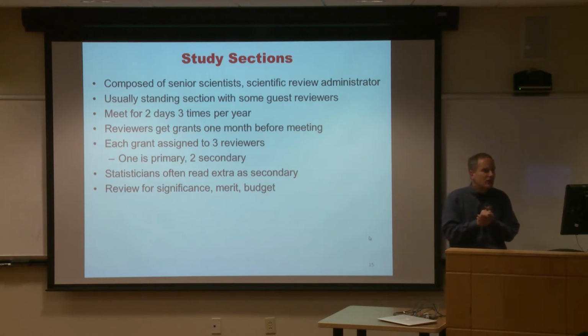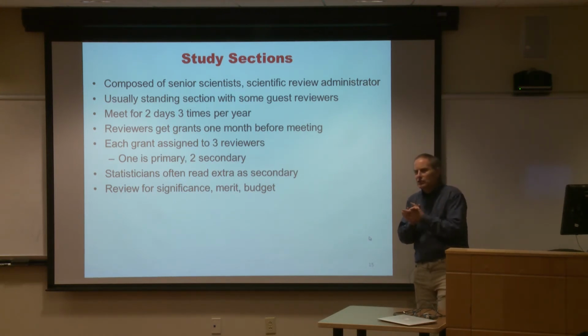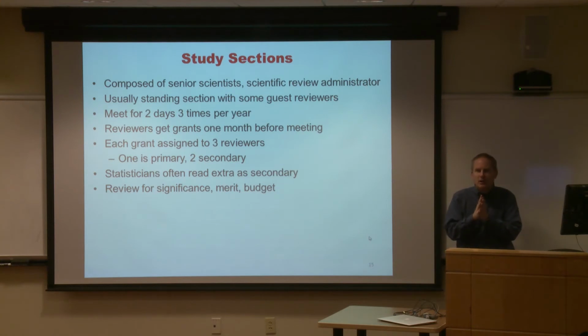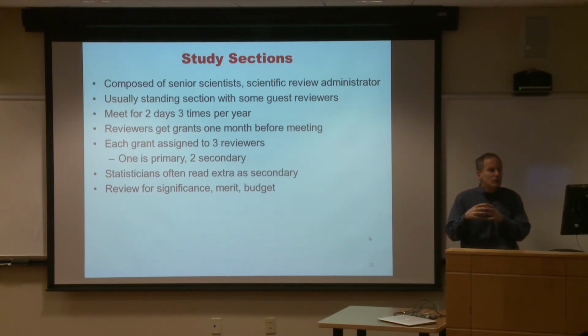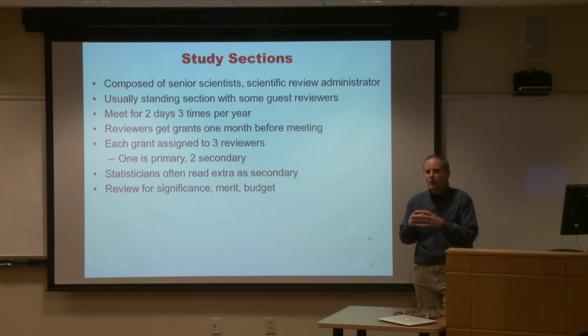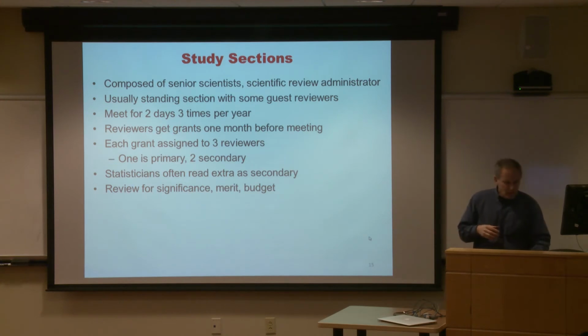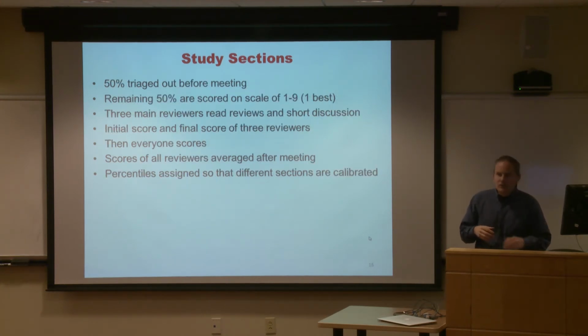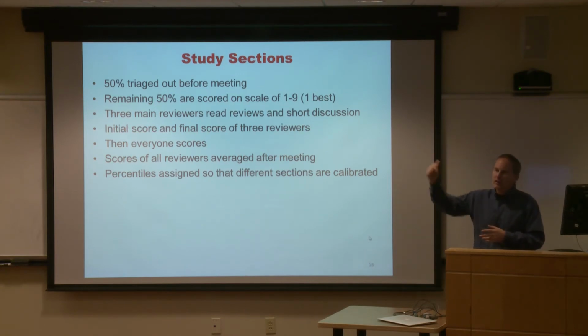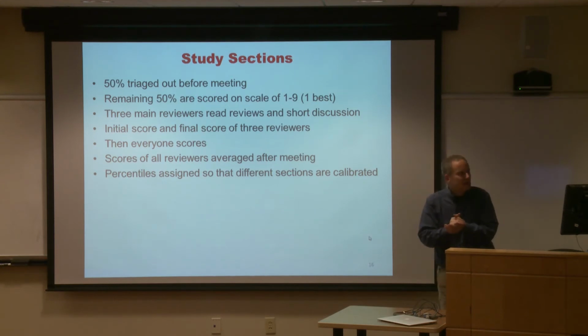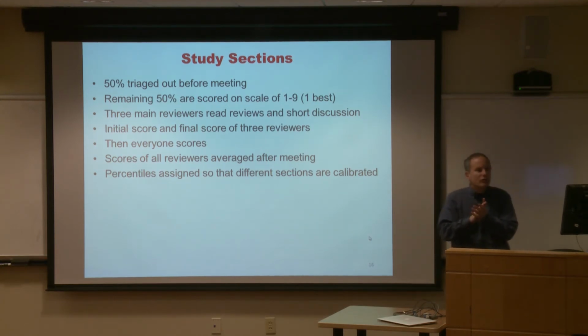You answer these questions. If you're a statistician, you sometimes get to read some extra ones because if there's some very specific topics that are very technical, they might want you to look at them. And you review these for significance, merit, and budget. So 50% of these are triaged out before the meeting, usually the lowest 50%. We give preliminary scores, and those that don't score a certain level, we don't even discuss. The remaining 50% are scored of 1 to 9, 1 being the best.